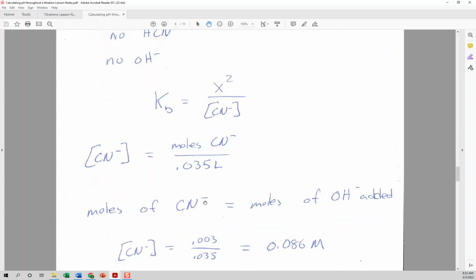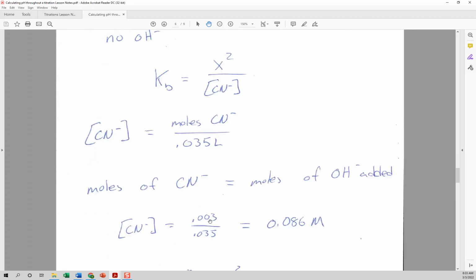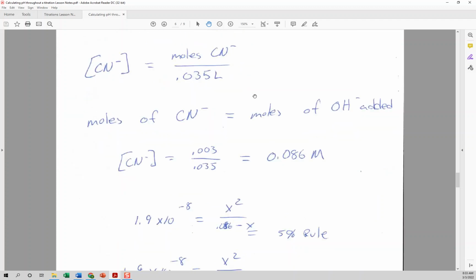Well, understand that moles of cyanide will equal the moles of hydroxide you've added, or you could say all of the hydrocyanic acid, all the HCN, has become cyanide. So the moles of HCN you started with equals the moles of cyanide you finished with. However you think about it, you just got to know how to calculate that number of moles, all right? So 0.003 moles of cyanide in our flask. The volume is 0.035 liters. So we get our molarity of cyanide. So we'll plug that in there.